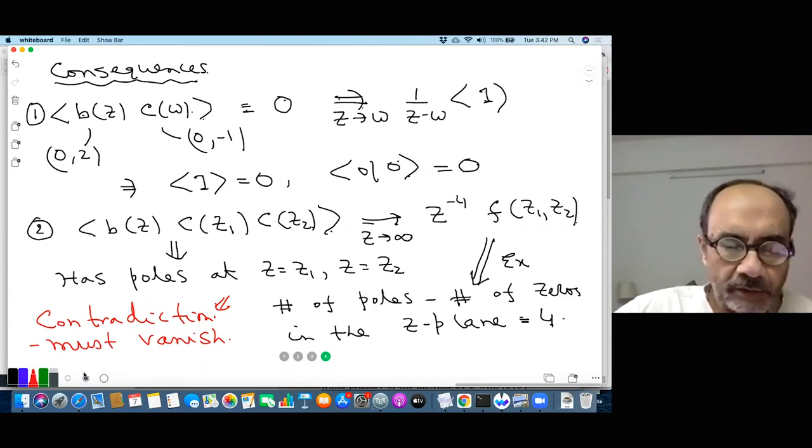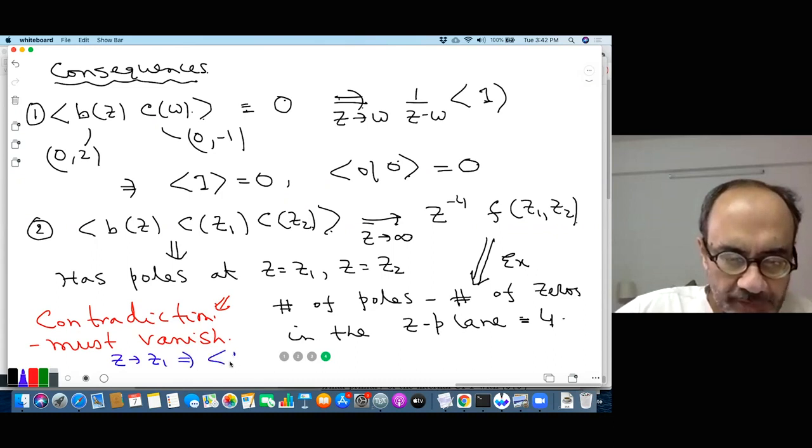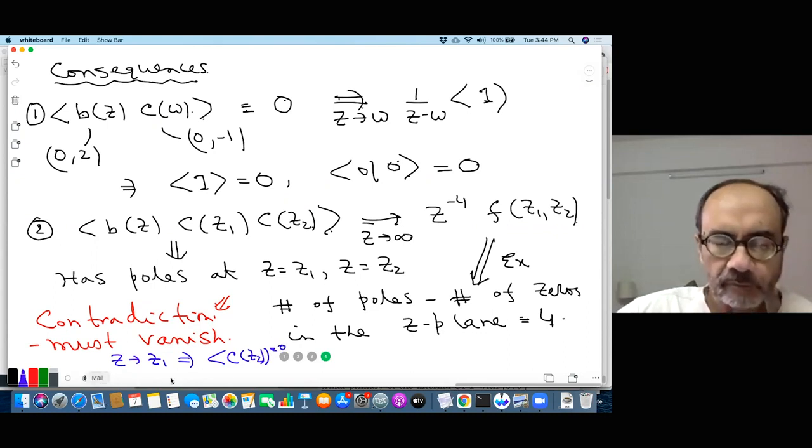And now you can take the Z goes to Z1 limit, pick up the residue, which means that the 1-point function of C is 0. Okay, I hope this is clear. Once we have shown that this vanishes, we can just take Z towards Z1. We know that it should be 1 over Z minus Z1 times the expectation value of C of Z2. So that tells us the 1-point function of C must be 0.